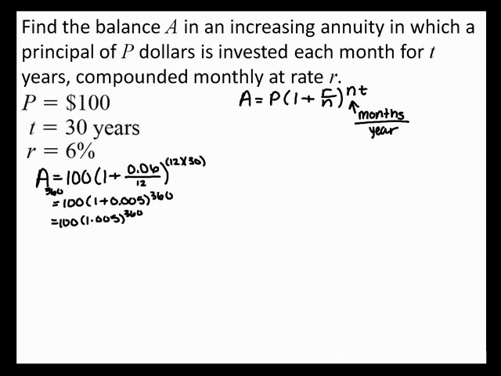Substitute 1 in for NT. Simplify 6/100ths divided by 12. Simplify 1 plus 5/1000ths. You find that A sub 1 is equal to 100 times 1 and 5/1000ths. Use the formula for the nth partial sum of a geometric sequence.